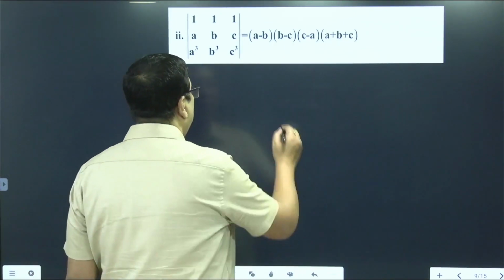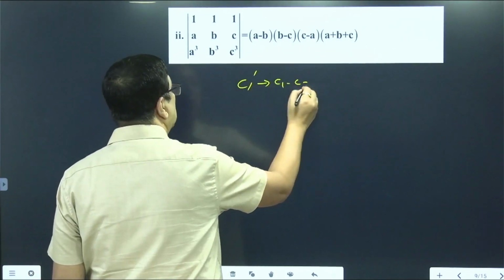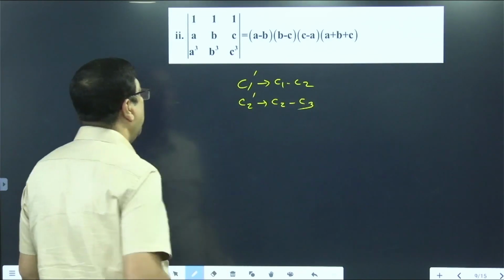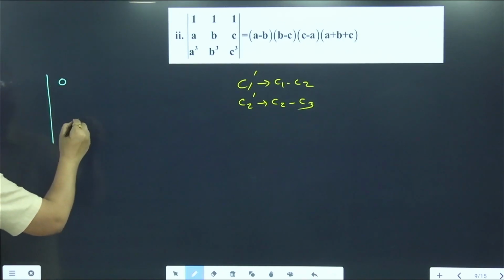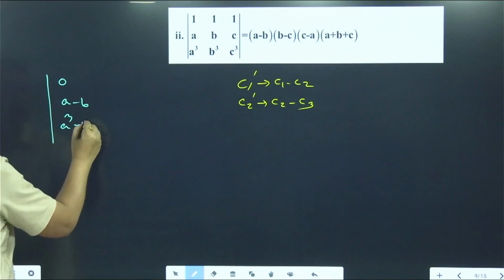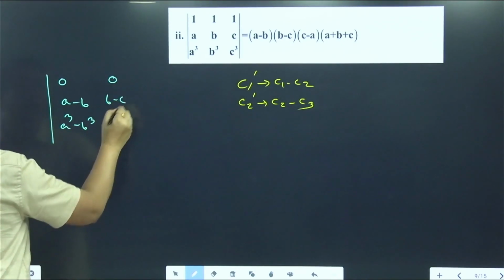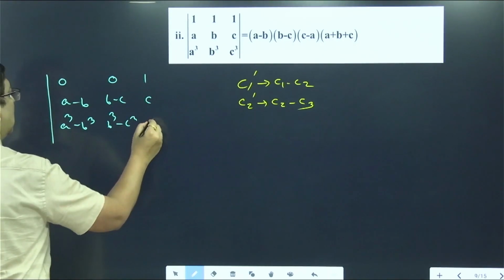Therefore, first of all, the operations should be on C1, C1 minus C2, and on C2 another operation, that is C2 minus C3. If we operate, we are getting here 1 minus 1 is 0, a minus b, a cube minus b cube, and on C2, that is 0, b minus c, b cube minus c cube, and 1, c, c cube.